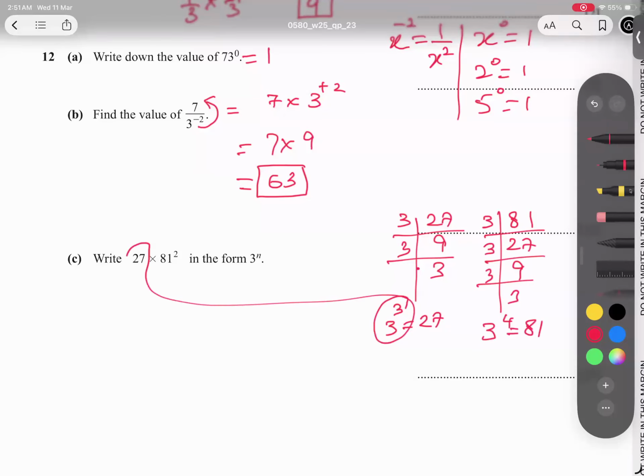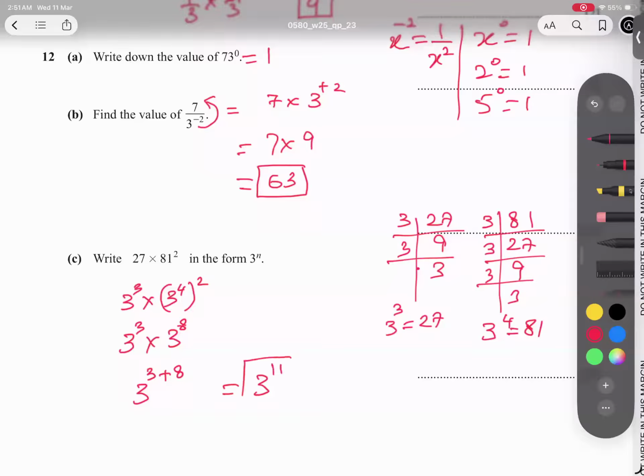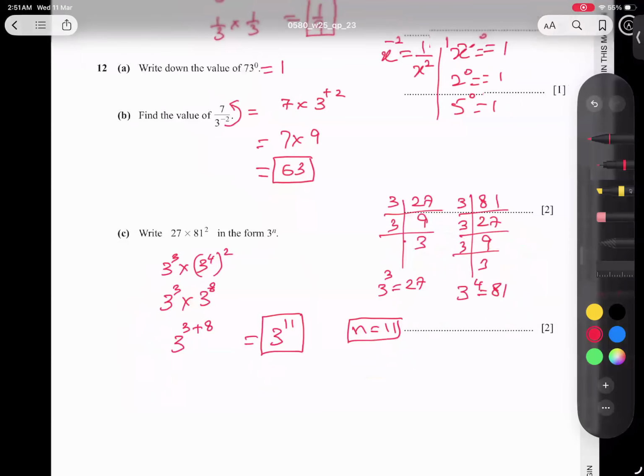So this I'm replacing in the place of 27, and 81 replaced by 3 to the power 4. But outside we have a 2. You know, in indices, one power inside, one power outside, they multiply. So 4 twos are 8. And same bases when they multiply, powers add. So 3 plus 8, and we're getting here 3 to power 11. And this is the n value. If he asks, but he's not asking here. I hope the concept of the question is very clear.